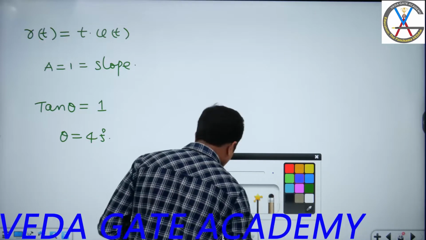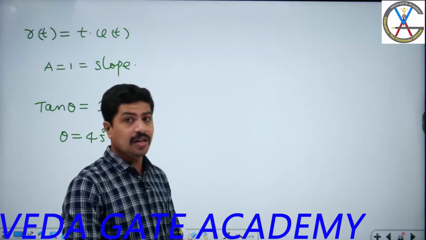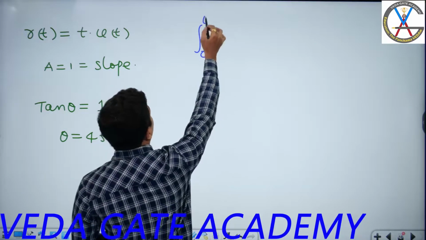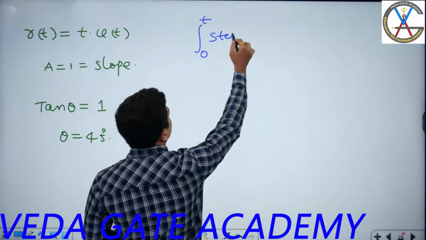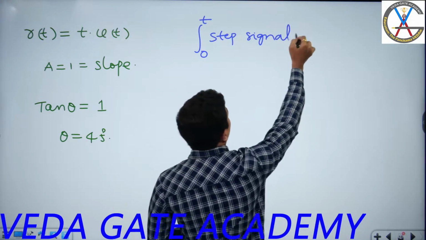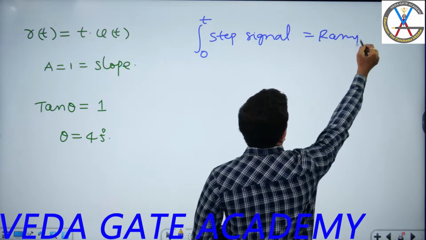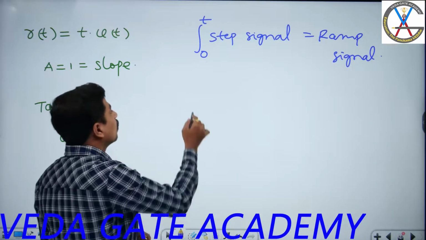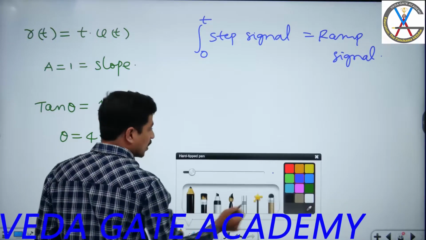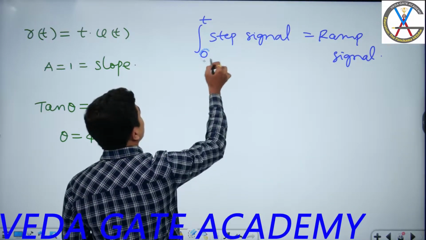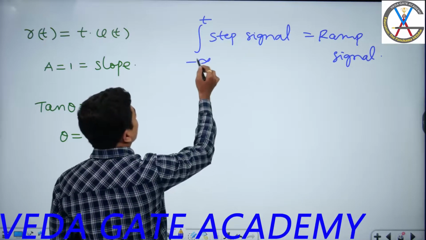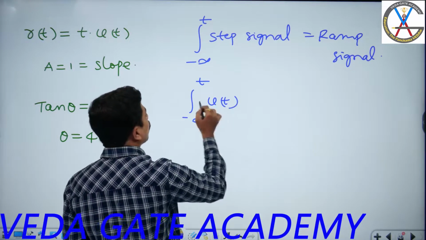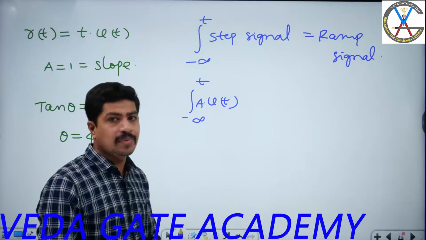Now let's see how to get the ramp signal from the step signal. Integration from 0 to t of the step signal will give us the ramp signal. Let's take the integration from minus infinity to t. Now the integral from minus infinity to t. What is the step signal? a into u of t. If I call it unit step, then a is equal to 1.